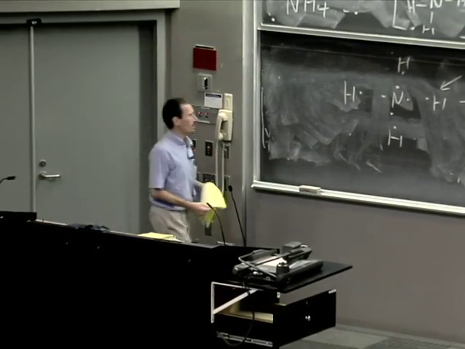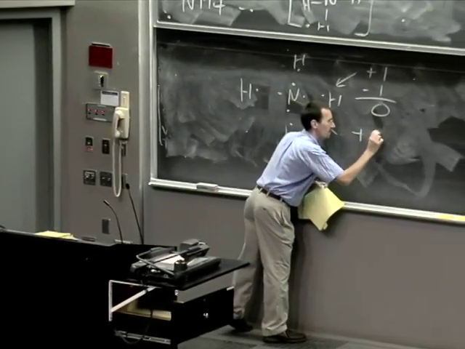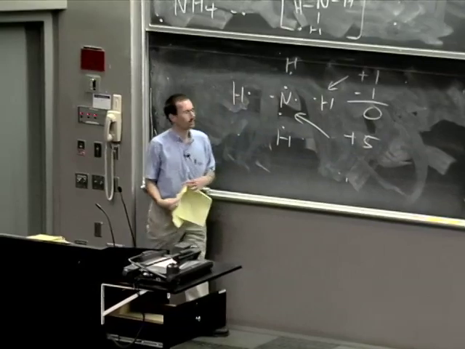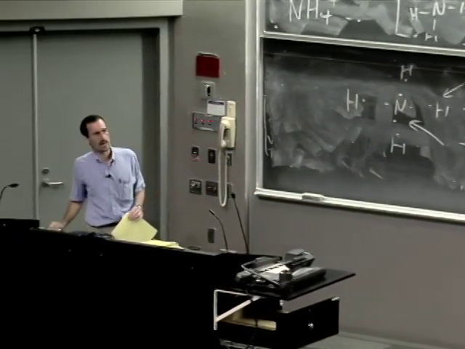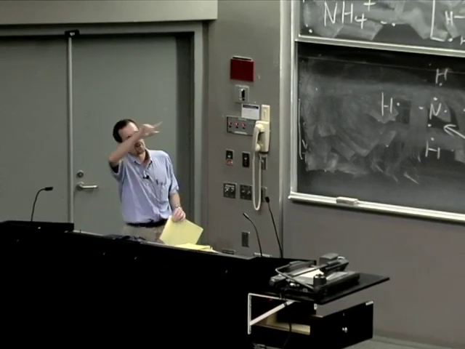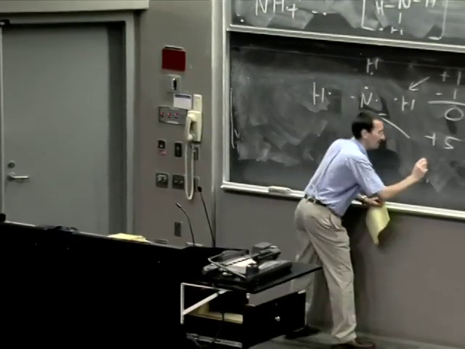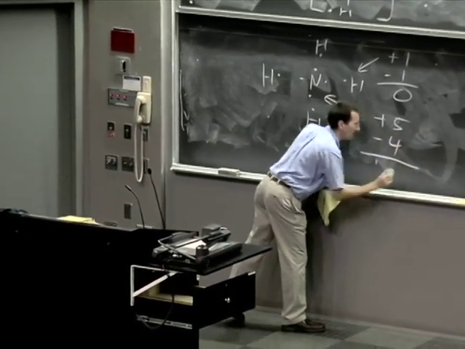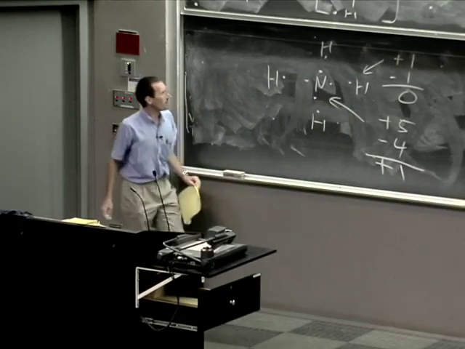The nitrogen brings to the table 5 unbalanced positive charges. In other words, if you count your way across the periodic table, it's number 5 across. And yet we only have 4 electrons, so we give it back -4. The net result is +1.